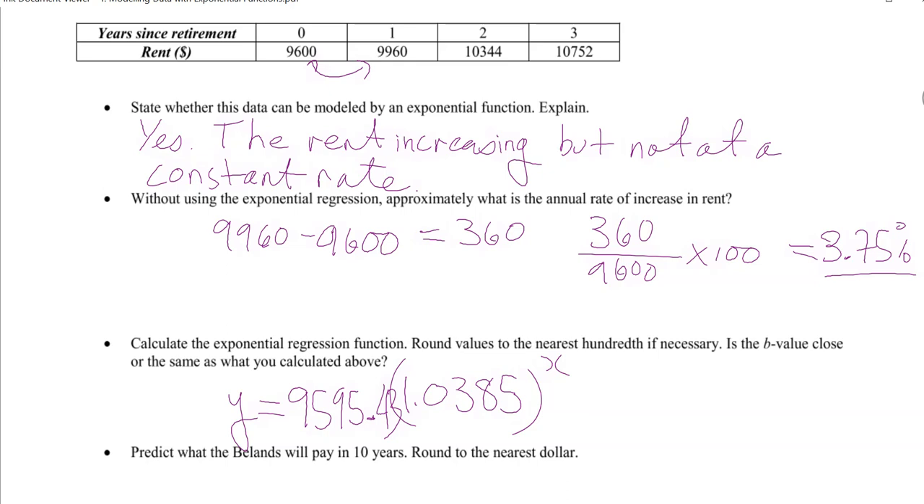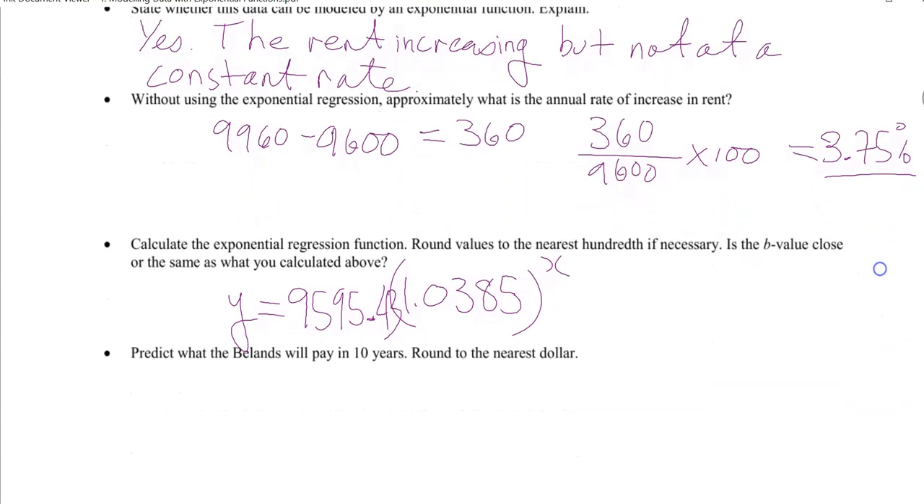So 1.0385 tells us we're looking at exponential growth or decay. Growth, right? If it's over 1, it's growing. So now the question is, it's over 1, how much is it growing by? Well, here's how we do that. We take the 1.0385 and we subtract 1, and we get 0.0385.